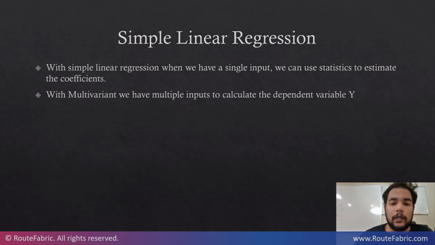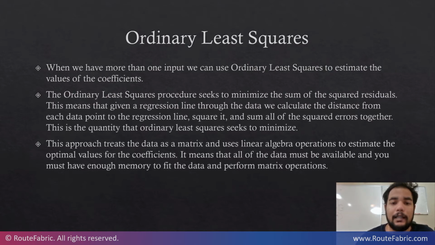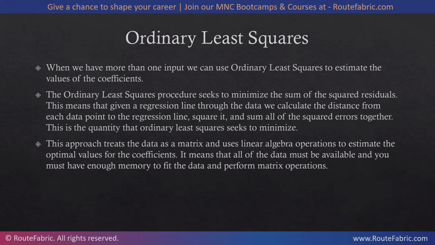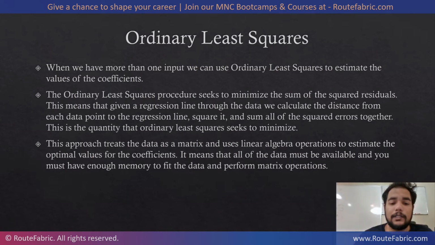When there is multivariate involved in the problem, that is when we need to use something more complex, like ordinary least squares. The ordinary least squares procedure seeks to minimize the sum of squared residuals or squared errors. This means that given a regression line through the data, we calculate the distance from each point to the regression line, square it, and sum all the squared errors together. This is the quantity that ordinary least squares seeks to minimize. The lower the least squares, the better the model functions.